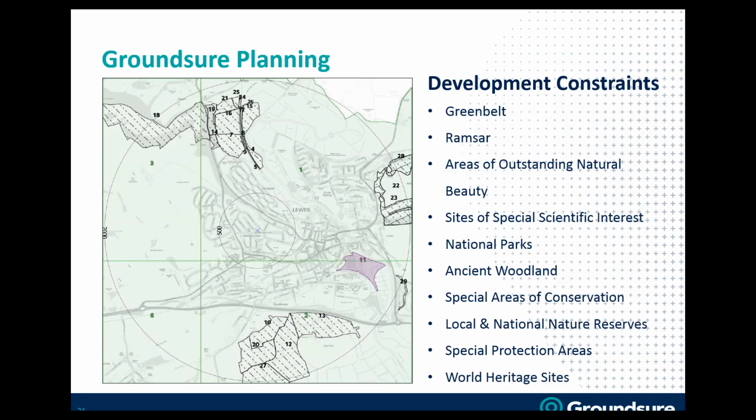And here we provide a very clear indication of any potential developmental constraints. So when I talk about developmental constraints, it could be anything from areas of outstanding natural beauty, sites of special scientific interest, ancient woodlands, special protection areas, and a few more things that you see on the screen.